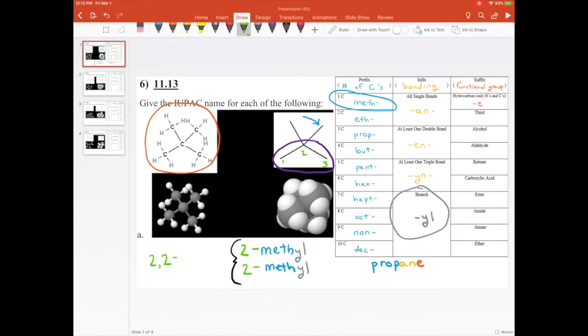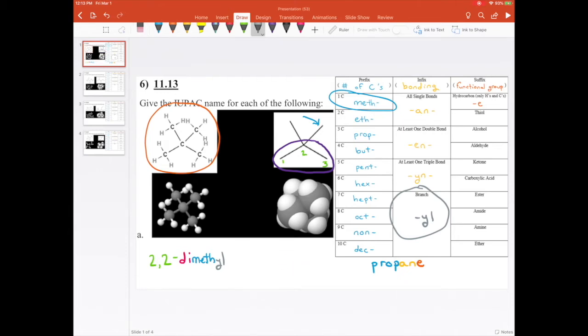Always between numbers and letters goes a dash. You have to use a prefix to say how many branches you're smushing together. Here we're smushing 2 branches together, and so the prefix would be di. And what type of branches are they? Methyl branches. So you can smush the names of these 2 branches together into 2,2-dimethyl.